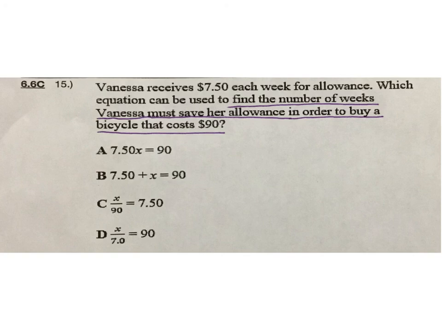Is it A, 7.50 times x equals 90? B, 7.50 plus x equals 90? C, x divided by 90 equals 7.50? Or D, x divided by 7.50 equals 90?